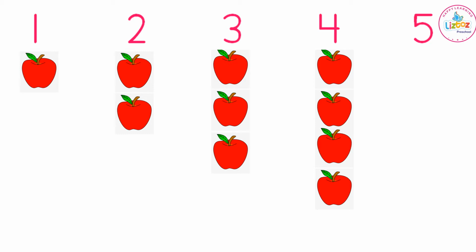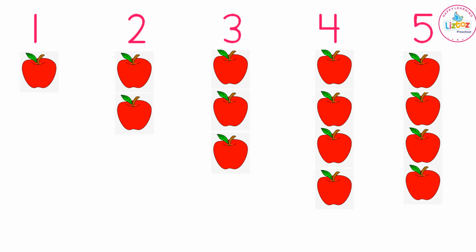Now what is the next number? 5. So how many apples? We will watch. Okay. 1, 2, 3, 4, 5. Okay. This is called count and write.